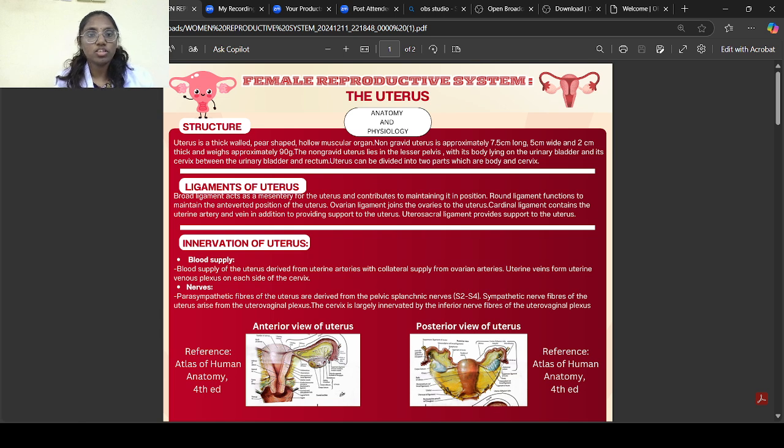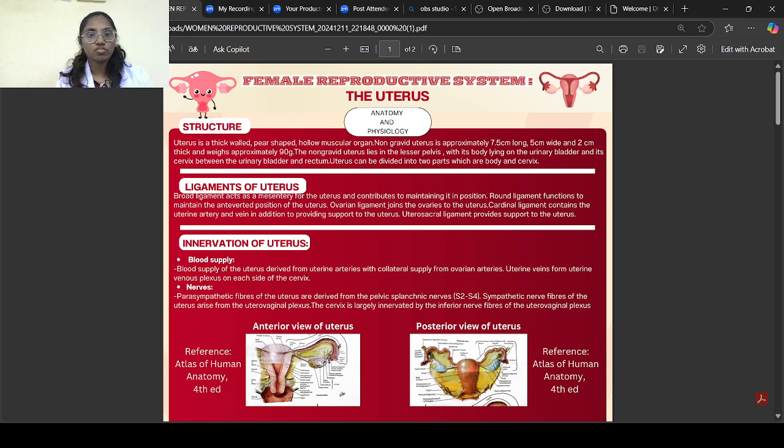As for the ligaments of the uterus, the broad ligament acts as a mesentery for the uterus and contributes to maintaining it in position. Round ligament functions to maintain the anteverted position of the uterus. Ovarian ligament joins the ovaries to the uterus. Cardinal ligament contains the uterine artery and vein in addition to providing support to the uterus. Uterosacral ligament provides support to the uterus.